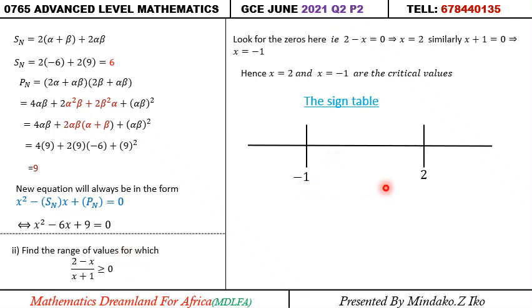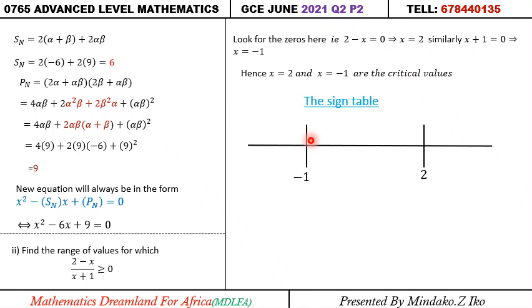So this is our -1 and this is our 2. Now we are going to look at the values, how can I put it? We are going to take any value which is smaller than -1, and then we substitute here to verify if it is positive or negative. Values that are smaller than -1 are values going away from -1 in the left direction.